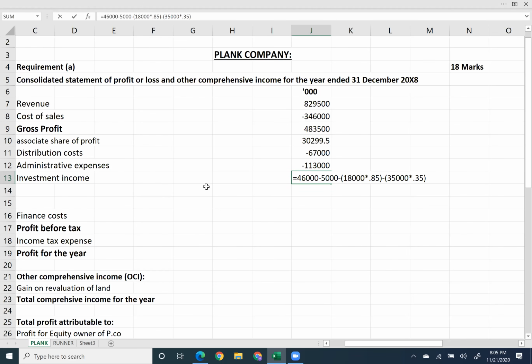I have made some mistake in the distribution cost. I'll correct it. Wait, I'll correct it. Yes, in distribution cost, 58 plus 12 is 70. We'll correct it, don't worry. Then see, these intercompany cancellations are in front of you.